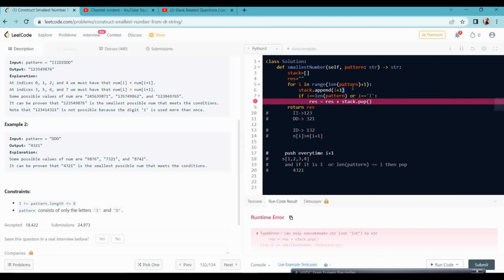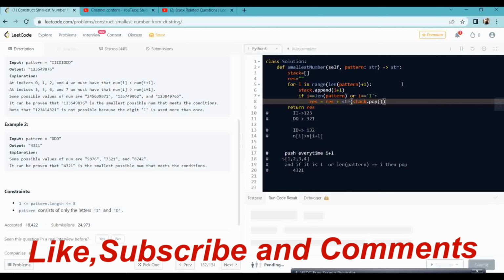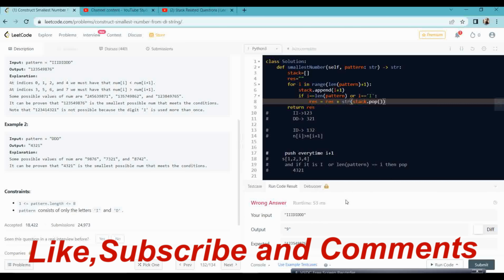Stack pattern concatenation. Here we are inserting a number, and a string cannot be concatenated with a number, so we need to change it to a string, or change the data type of our current value. So it is giving me result string dot pop result.